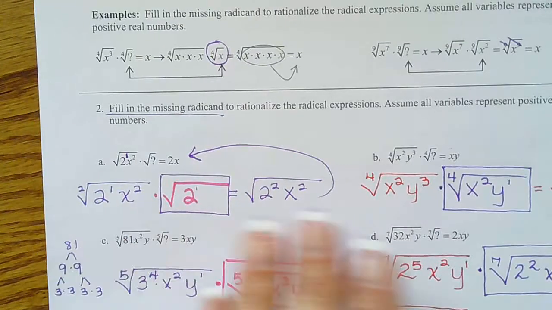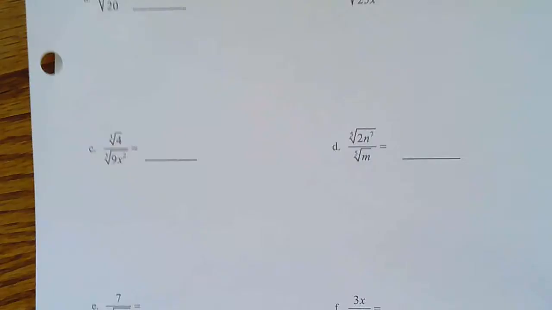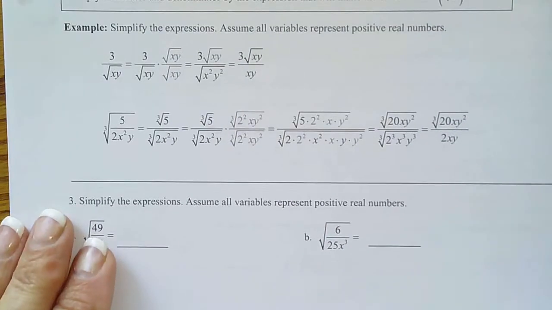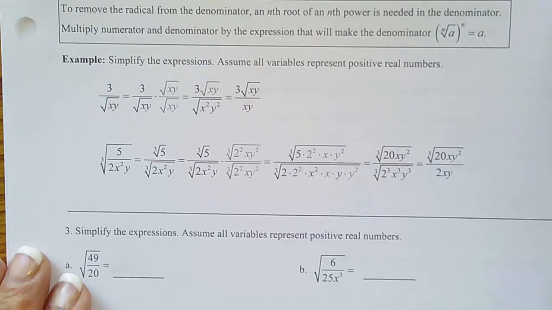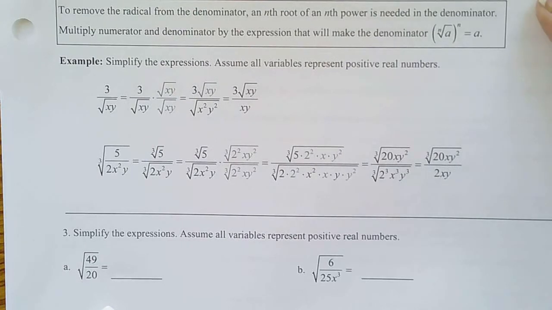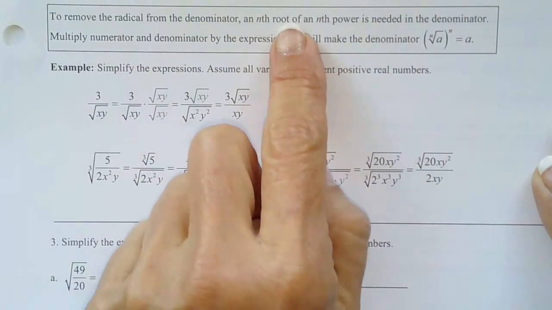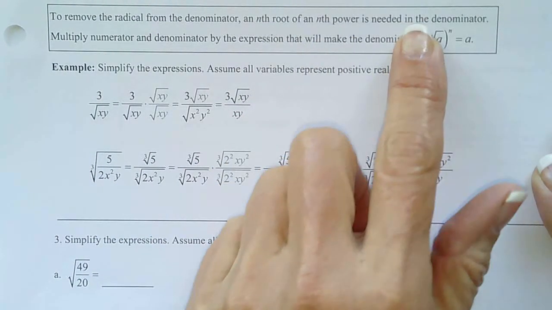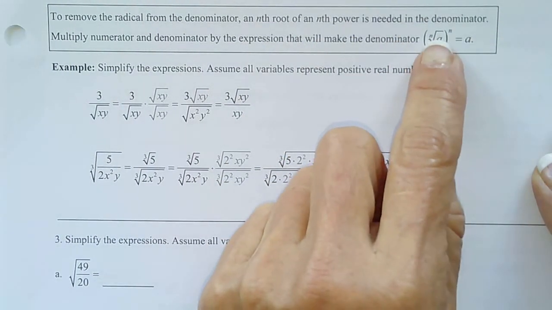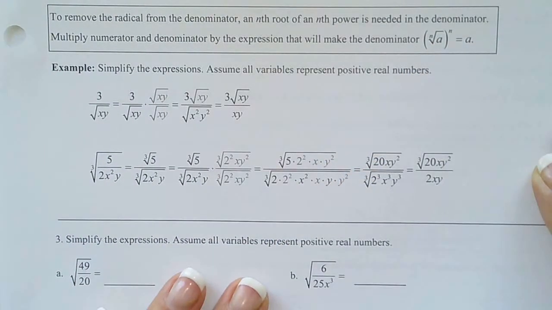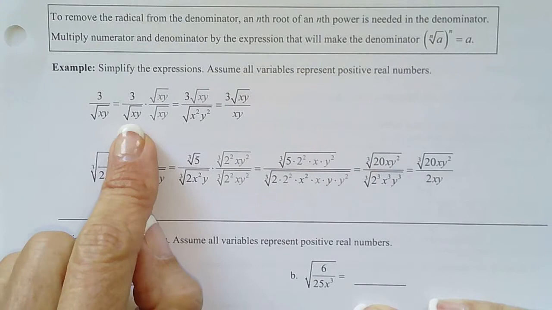So we're learning it in order to get rid of the radicals in the denominator of a fraction. So I have an example up here for you to look at. So let's read through the box here. So to remove the radical from a denominator of nth root, we need an nth power. So we're going to be using the property n divided by n pops the a out as a to the 1st. So here's a great example.